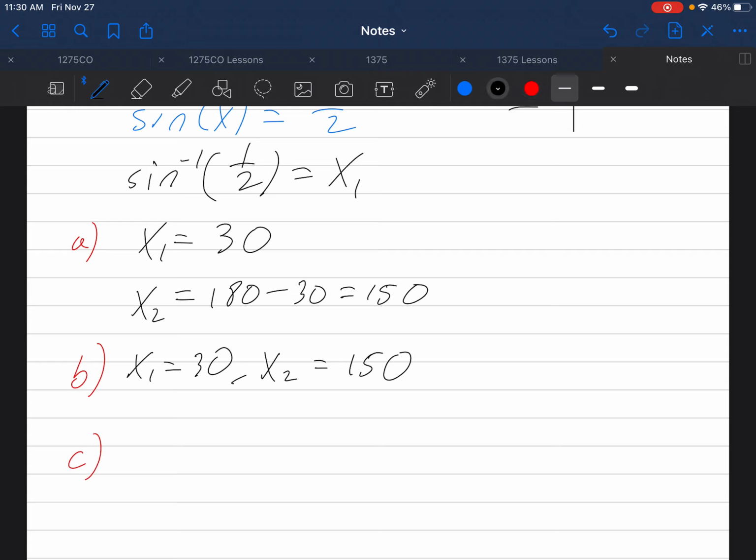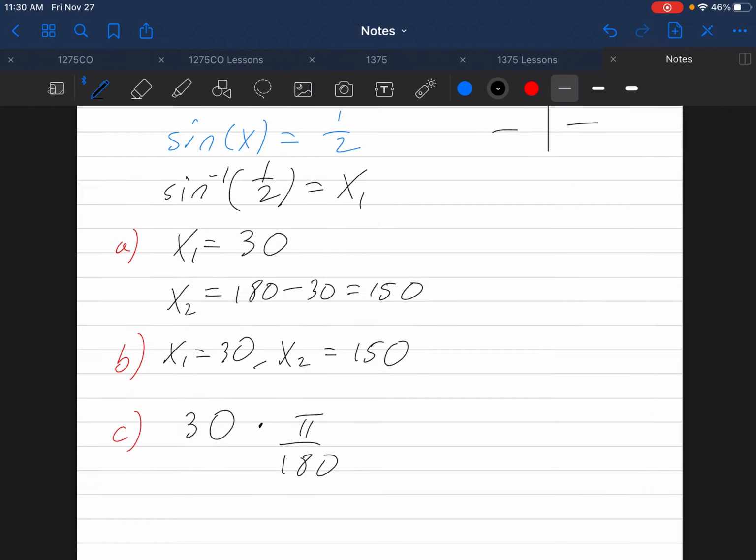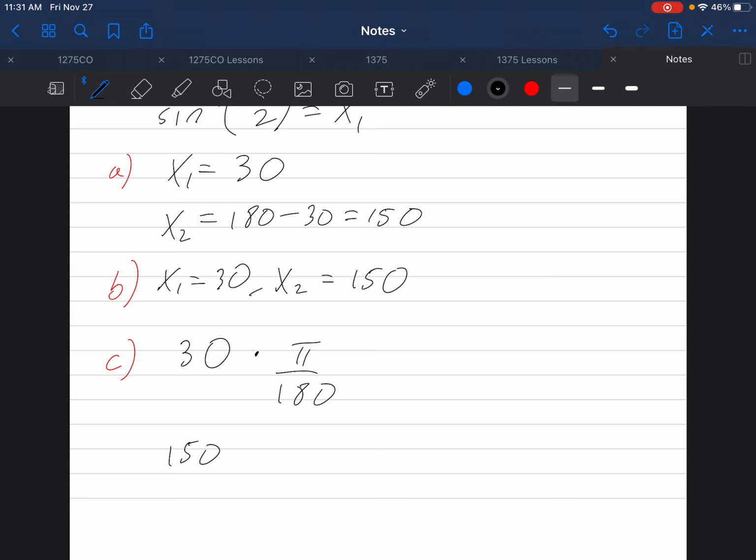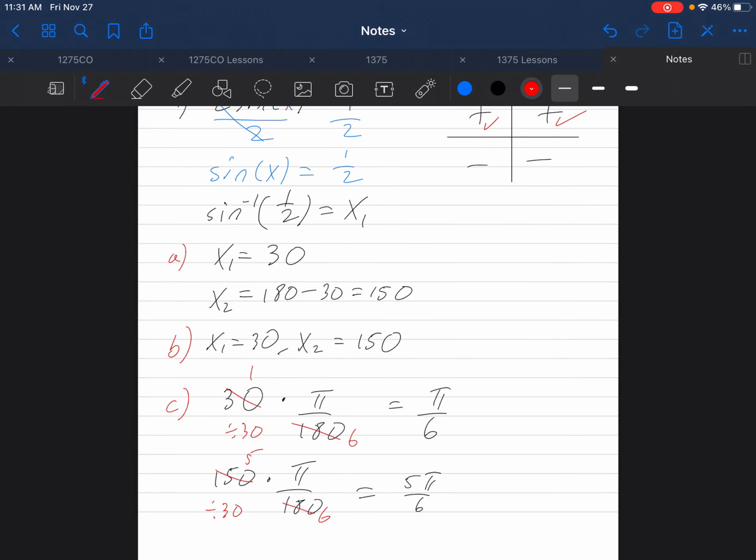what we're going to do is take 30 degrees and multiply by pi over 180. We're going to take 150 degrees multiplied by pi over 180. 30 and 180 are both divisible by 30. So our answer is equal to pi over 6. 150 and 180 are also divisible by 30. 5 up top, 6 on bottom. So our answer for the second is equal to 5 pi over 6.